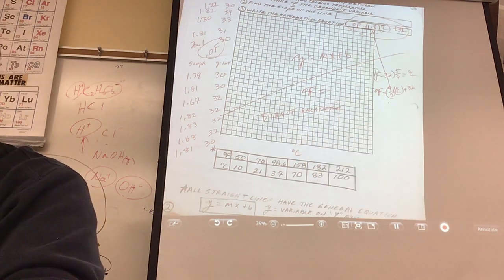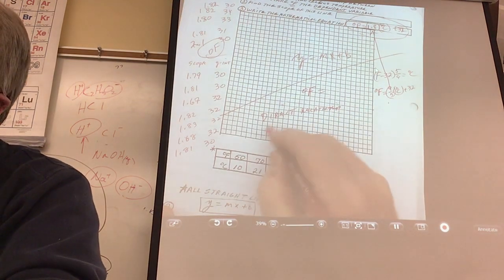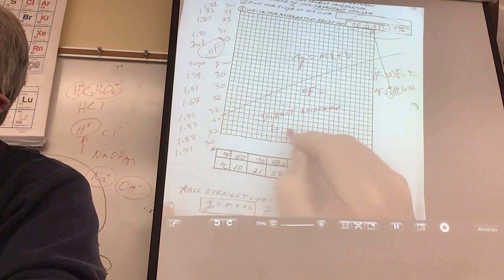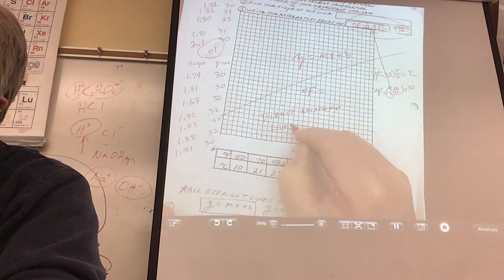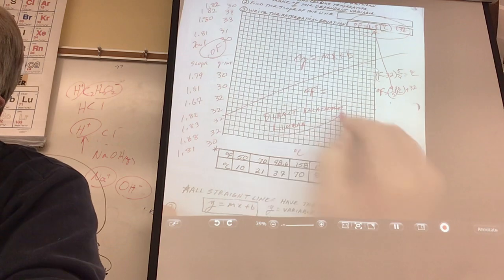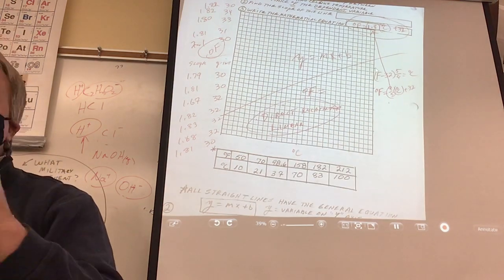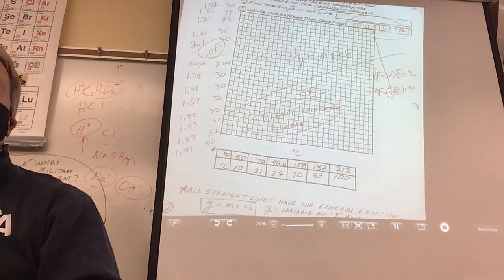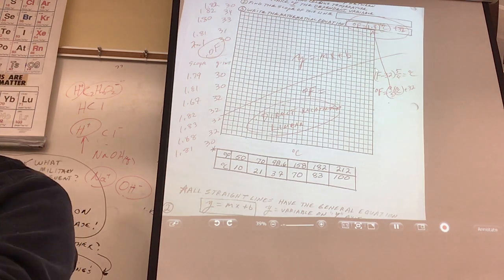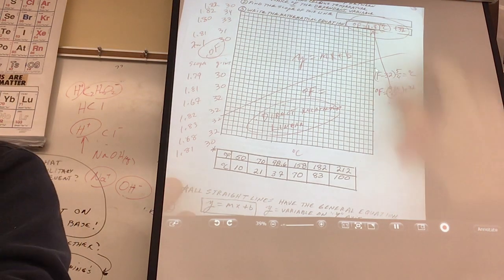Is it direct proportionality? What else can you say? One more word. Linear. It's linear, and it's a direct relationship, but it's not a direct proportionality. So how do you know? First of all, there's no way it's coming close to going through 0, 0. Is that right?